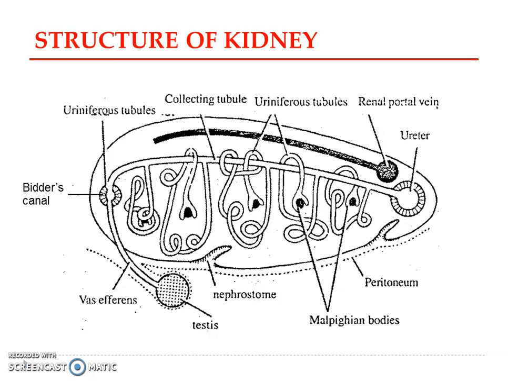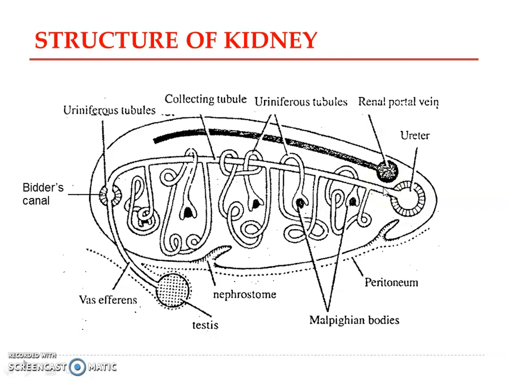So we can see that there are numerous nephrons or uriniferous tubules, which open into the transverse collecting tubule. The transverse collecting tubules in turn join together to form the ureter or the urinary duct. Now, lying near the margin of the kidney is the Bidder's canal. The Bidder's canal is connected to the ureter via the transverse collecting duct.